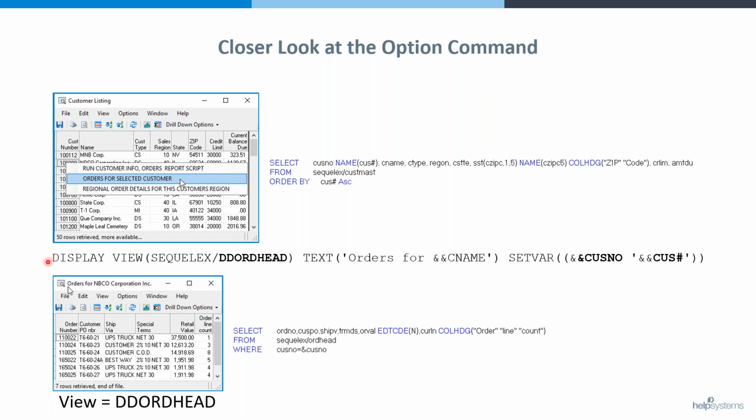In the middle, we have the actual command that is created. This identifies that we want to run the view called DDORDHEAD from the customer listing, and that we want to pass the #$ field value into a variable of the second view, which has a prompt in it to catch a customer number or obtain a customer number. And we also have some things to describe it, like the text above the displayed result is picking up on the name of the field from the first view, the customer name field, so that we can actually put right across the top orders for NBCO Corporation Inc., the customer that we right-clicked on.